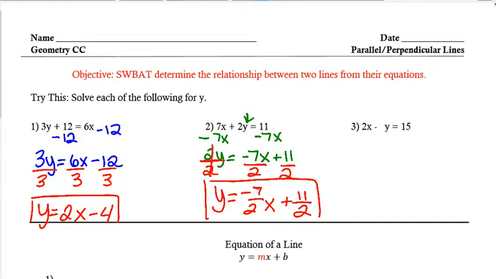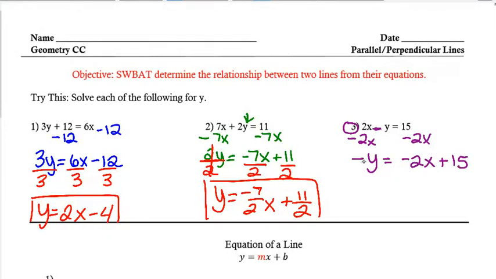Okay, so the last one is for you to try. I want you to get y by itself. What does y equal? Okay, hopefully you started off with subtracting 2x on both sides. You'd get negative y, because there's a negative in front, equals negative 2x plus 15.